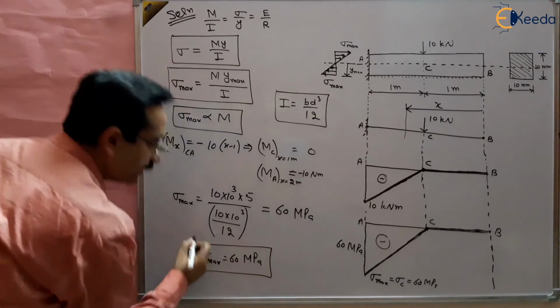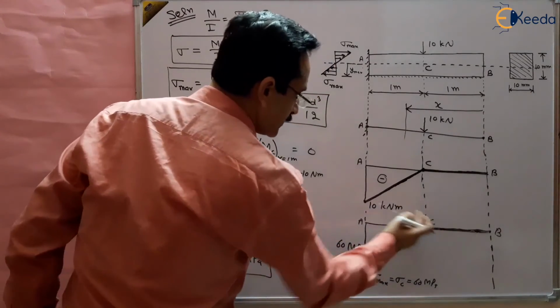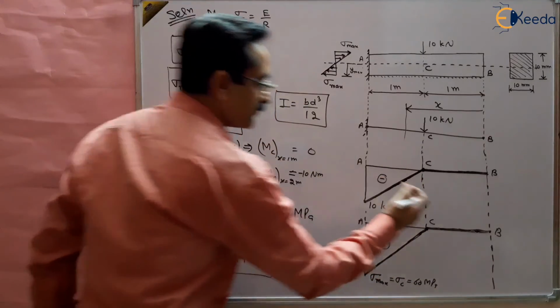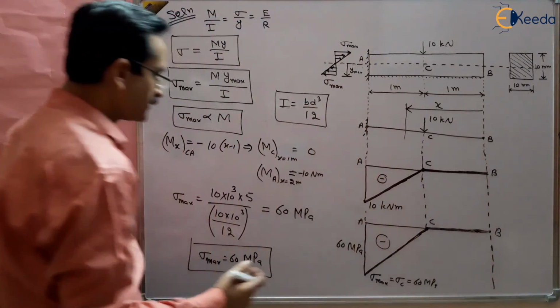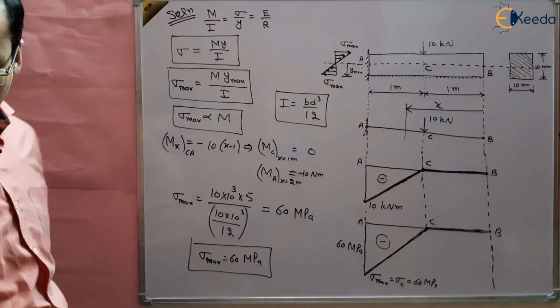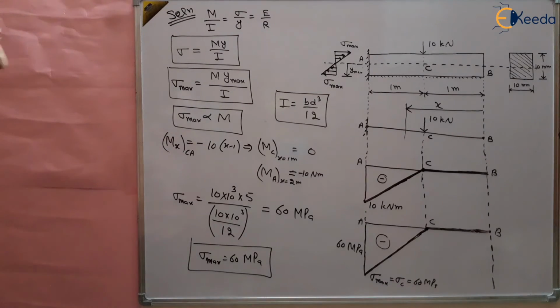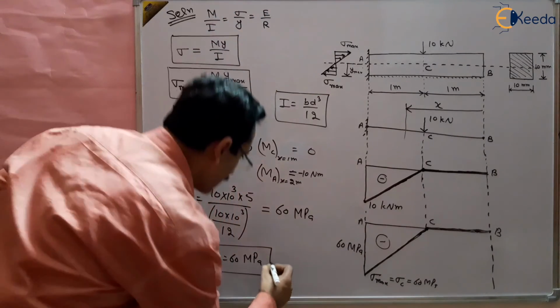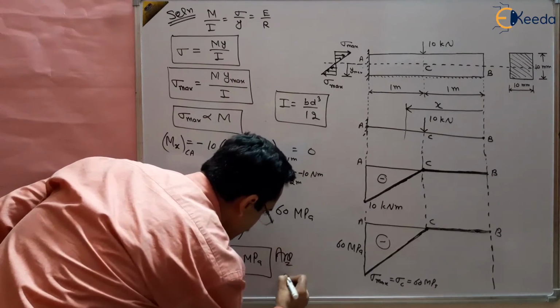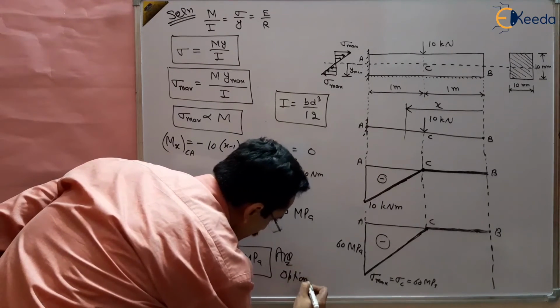And the variation will be a linear variation from 60 to 0 from A to C, and then from C to B, 0 stresses. So this is the variation. So you can see here, and you will see this is option A. So this is the answer, and this is option A.